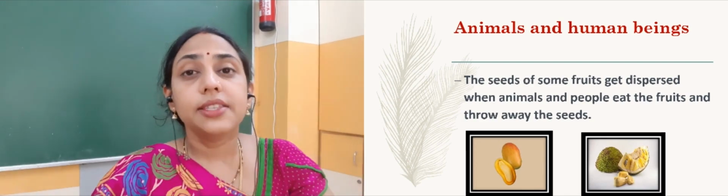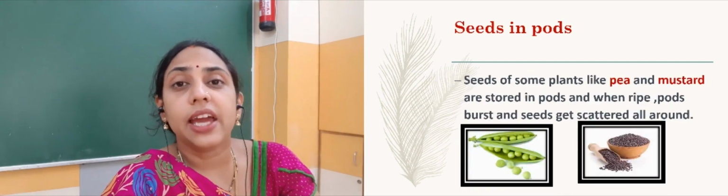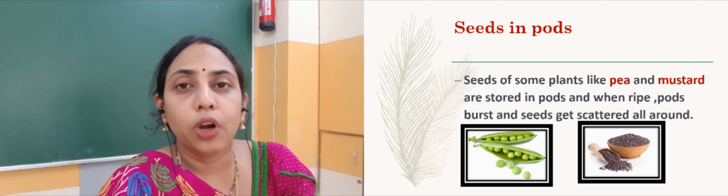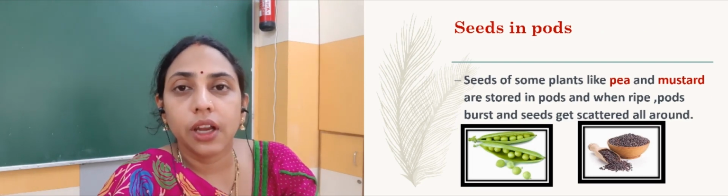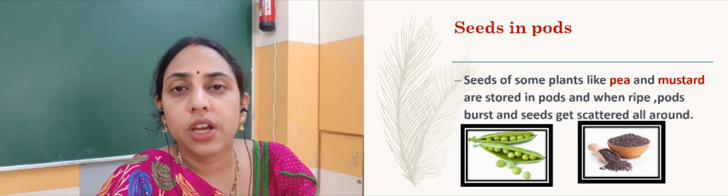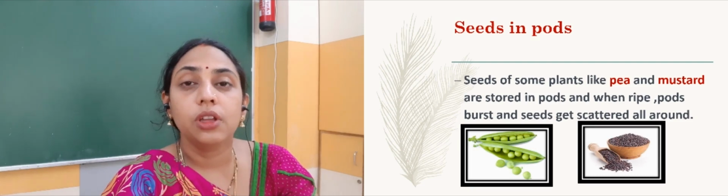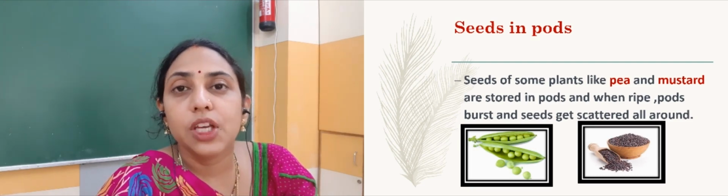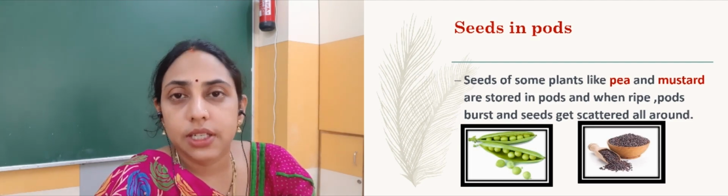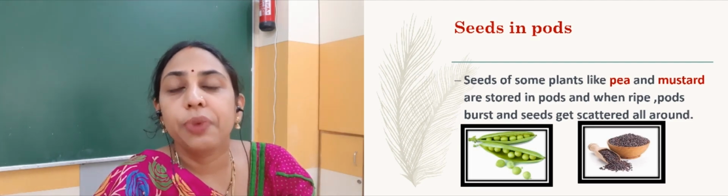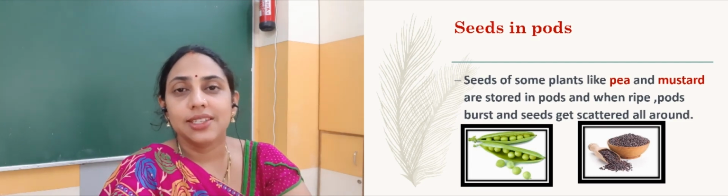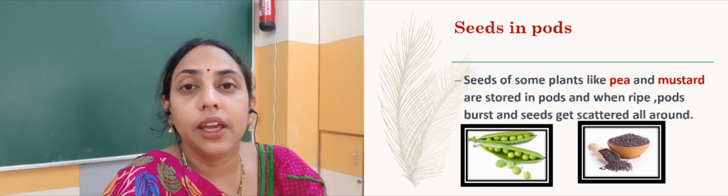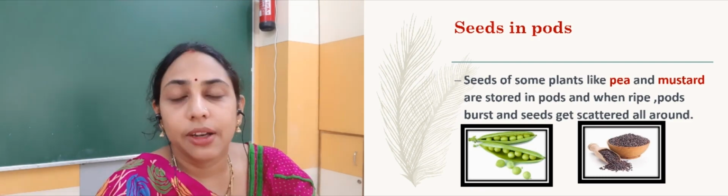Now, the seeds of some plants like peas and mustards are stored in pods. You know what a pod is? Pod means they are covered, right? Under a leafy-like structure they are covered and stored in the pods. Now, when they get fully ripe, the pods burst and these seeds are spread in all directions, right? So this is how different plants reproduce through seeds, right.